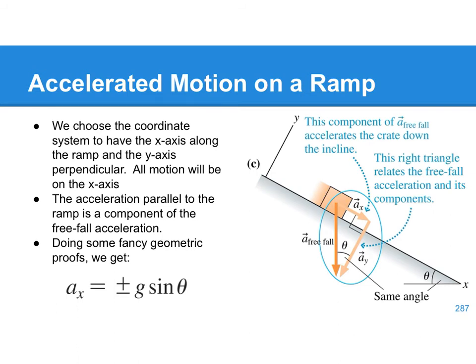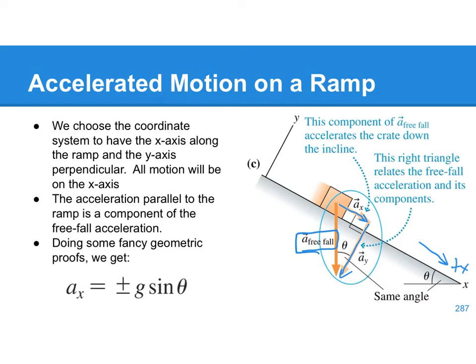So we've just been talking about vectors and breaking things into components. If we look at acceleration, free fall acceleration is straight down. Since we're going to choose our ramp to be going down in the positive x direction, our acceleration is not free fall, but it is the x component of free fall, and this is the y component. The y component simply pulls the block into the ramp, okay?